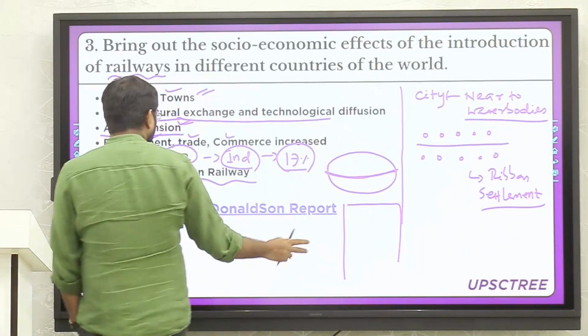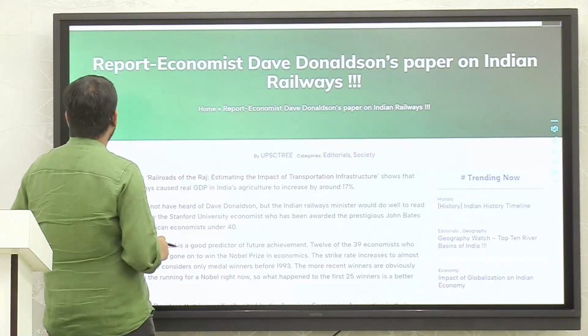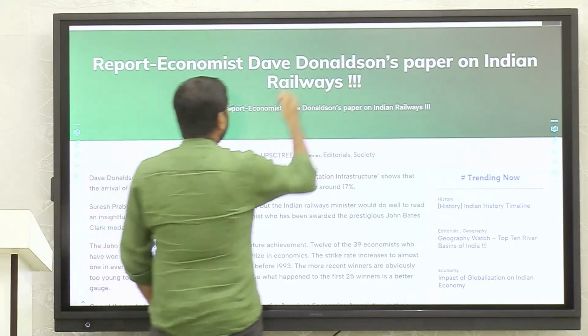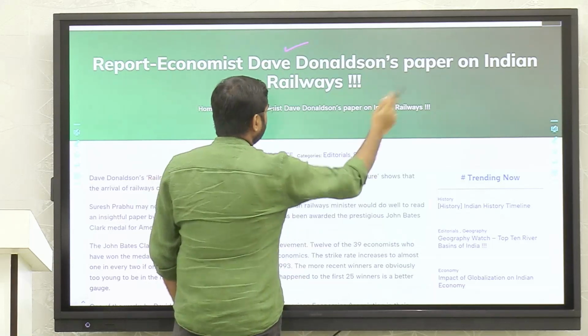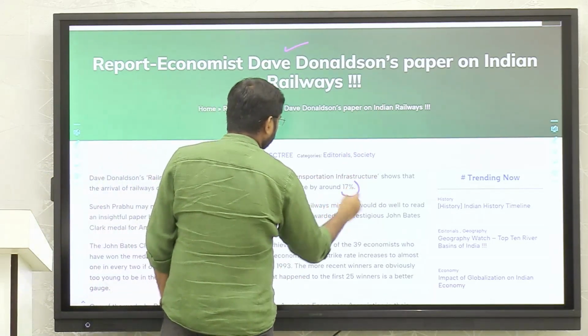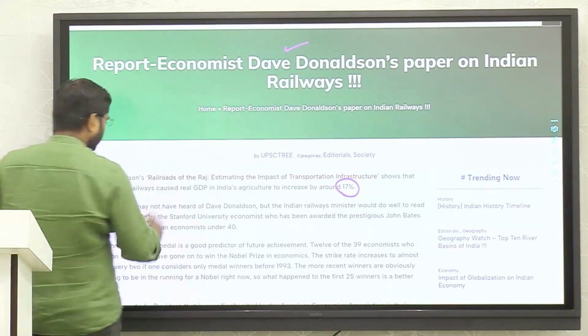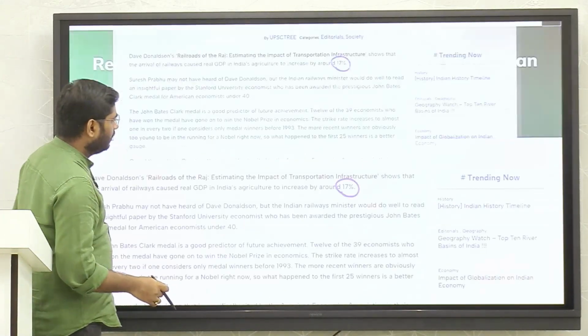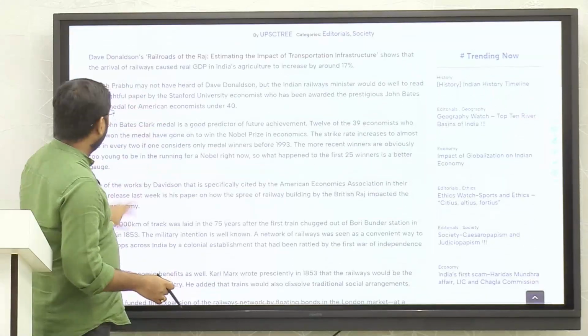And there is an editorial, let me show you. There is a report in UPSC by the economist Dave Donaldson on Indian Railway. I want you to pay attention to two things: that there was a GDP increase of 17%, and if you read this whole editorial, you will have ample examples to quote over here.